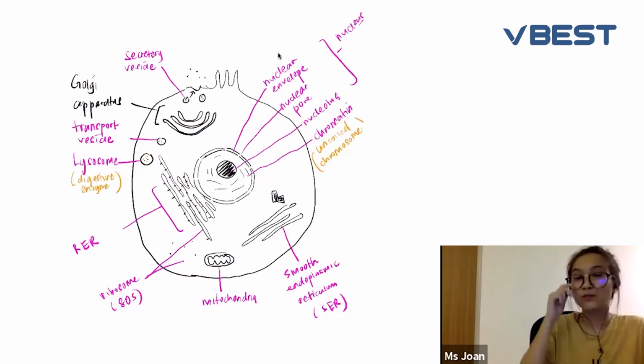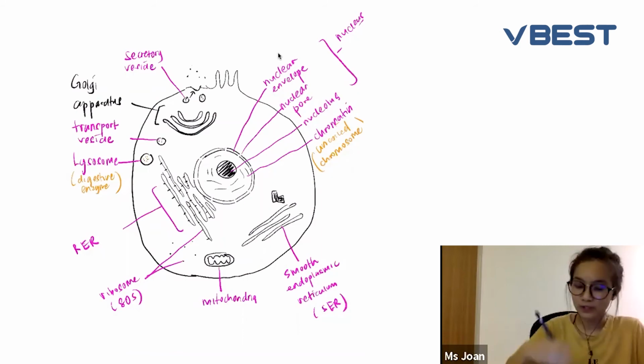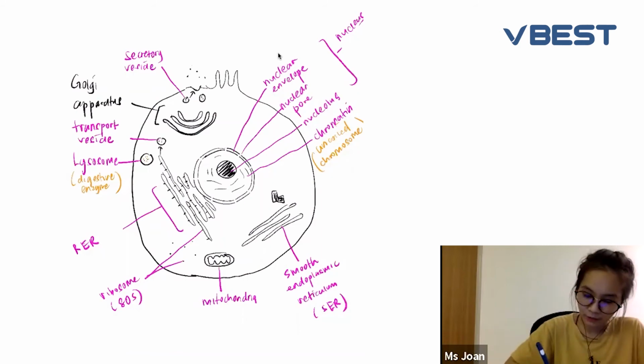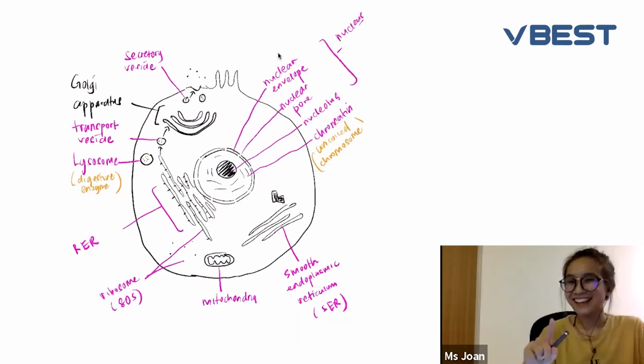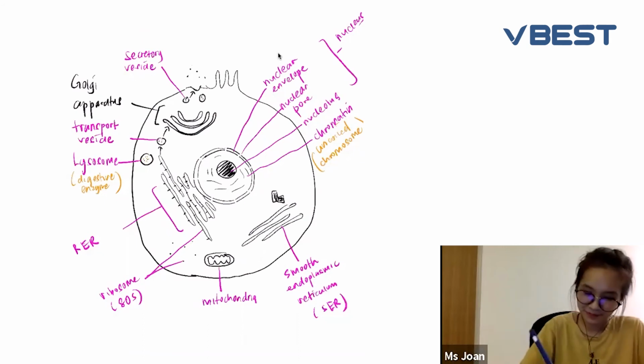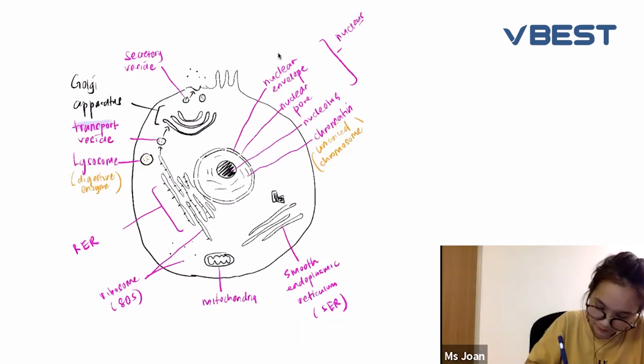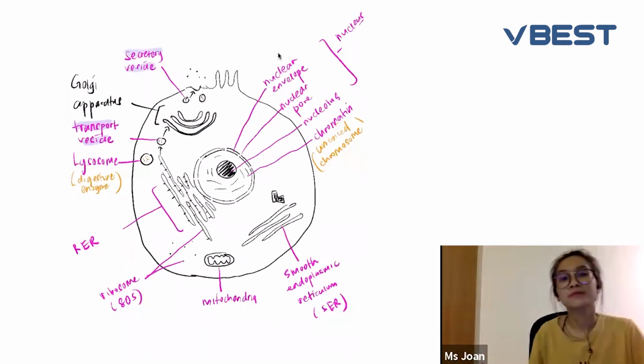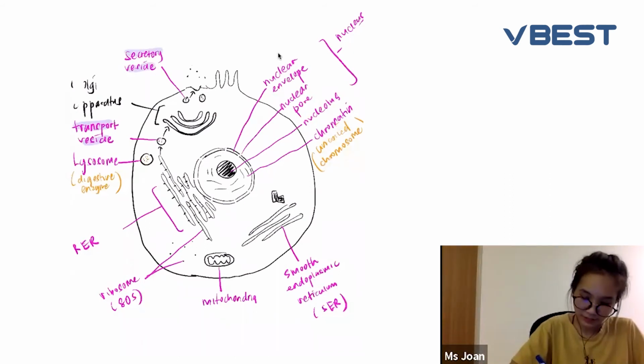So remember, you have two types of vesicle. Transport is to carry. So this is to carry from here to here. Can you guys see that? Secretory means that it will secrete the content out of the cells. Hence the difference in the name. Clear?